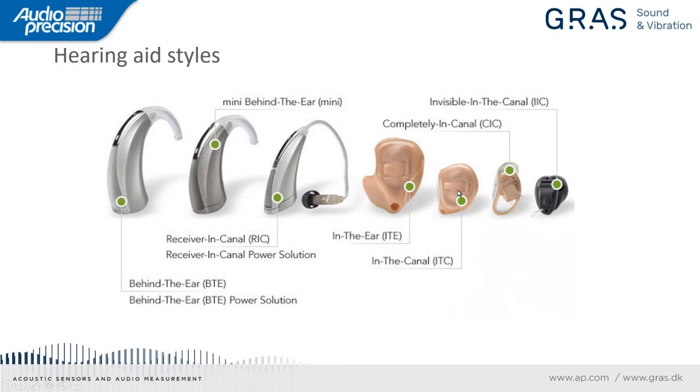Next, we have an in the canal, a smaller one that is partly inserted inside the ear canal. There are even smaller ones yet that fit completely inside the canal. And finally, over on the right, we have a completely invisible in the canal. So this would be small and inserted so deeply inside the ear canal that it's not even visible from the outside.